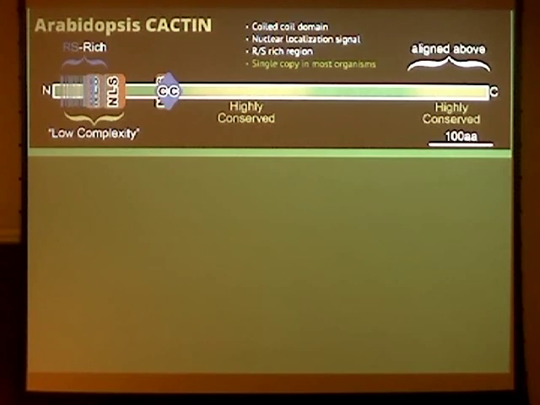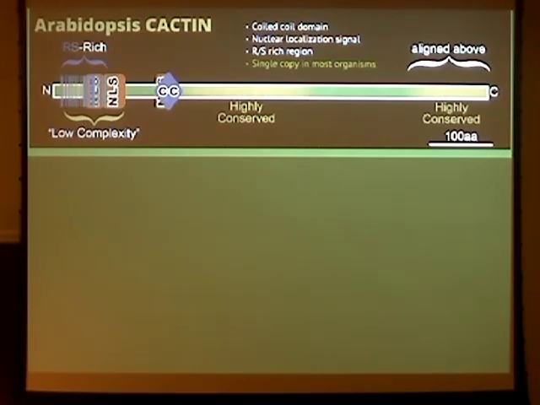What does that really tell us about what this gene might be doing? When we look at the different functional domains in this protein, we don't really have any domains of known function. There's a coiled-coil domain here, a super common domain involved in protein-protein interactions. There are nuclear localization signals, and I'm showing Arabidopsis cactin here, but these features are generally true for most all the other organisms as well.